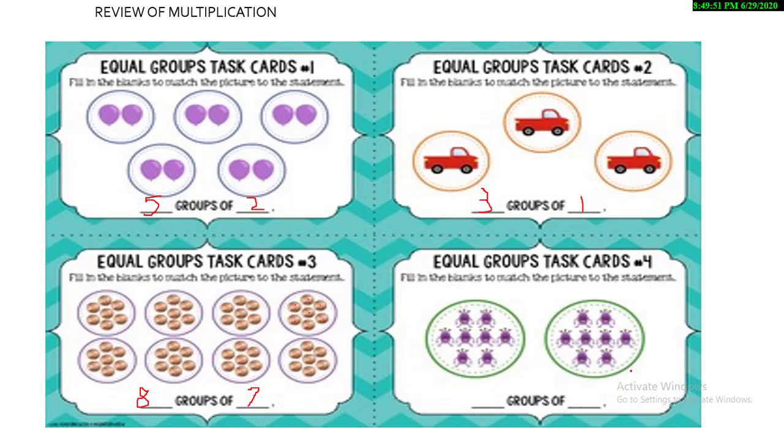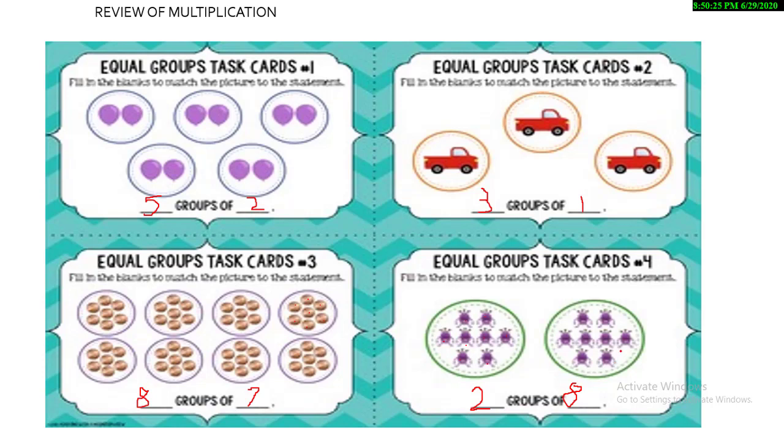In the same way now, you can tell me what is the answer and what is the way of filling it. How many groups are there? 2. Yes. And how many items are in each group? You're not supposed to count all the items. You will just count the items of one group, that there are dash items. For example, 1, 2, 3, 4, 5, 6, 7, 8. So you will say that 2 groups of 8.